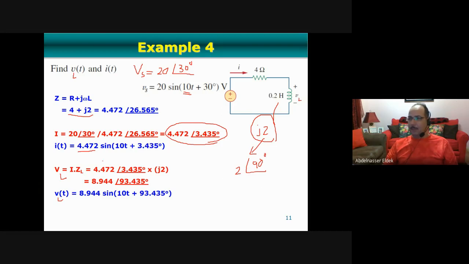Then what you need to do is just multiply the amplitudes: 4.472 times 2 is 8.944, and you add the phases: 3.435 plus 90 is 93.435 degrees. If you want to convert this back to the time domain, it is the amplitude, sine of omega t, which is 10t, and the phase. As you see here, we can keep the angle. If it is sine, you can keep it sine. You don't have to convert it to cosine, because at the end, I want to know V of t, and if it is sine or cosine, it doesn't matter.